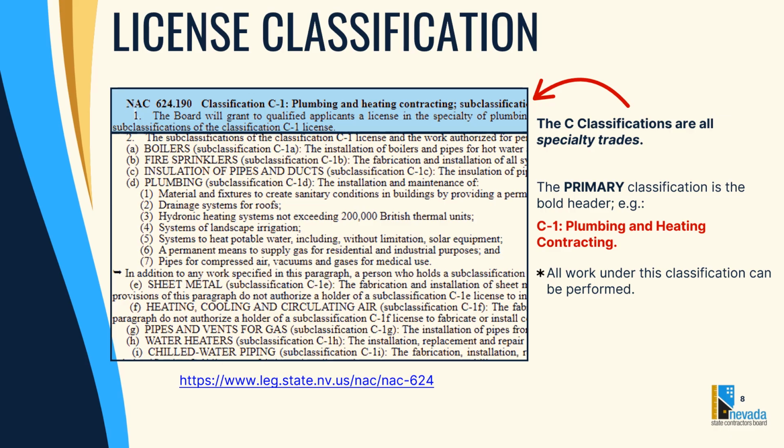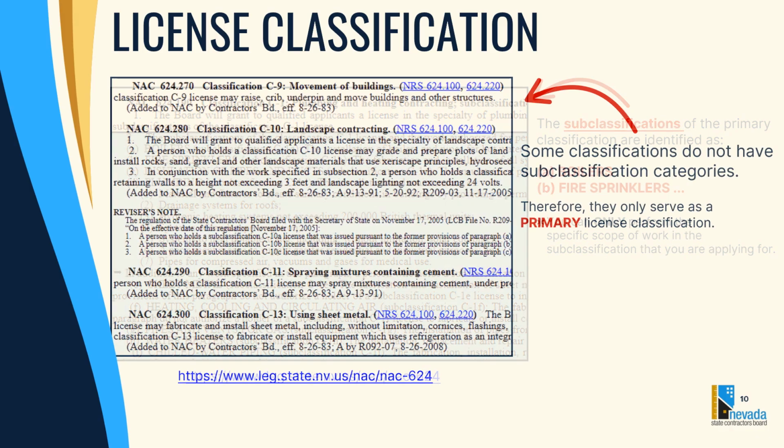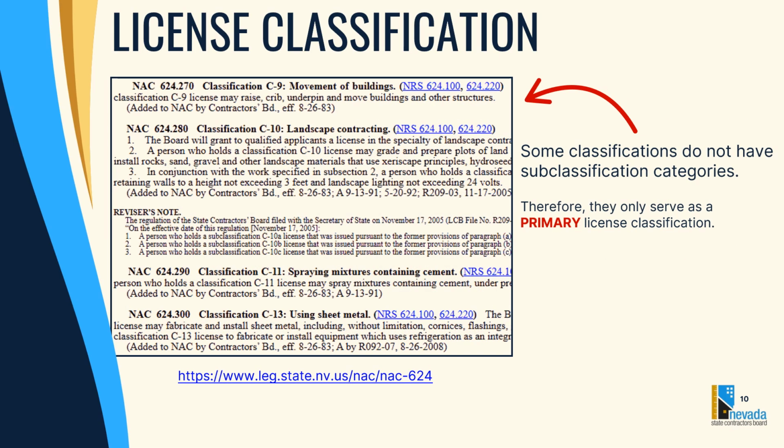Once again, you may choose to apply for the full primary classification that will allow you to do all of the subtrades listed. Or if you're interested in one of the sub-classifications, for example, plumbing, you may apply for the C1D. You may only perform the specific scope of work in the subclassification that you're applying for. In our classification summary, you may find that a few classifications will not have subclassifications. Therefore, they will only serve as a primary license.